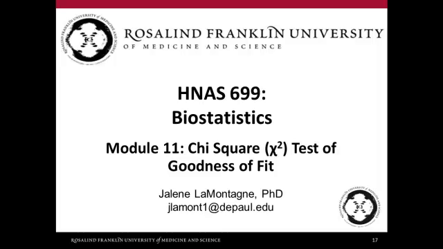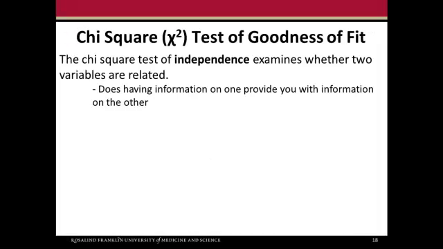In this mini lecture in Module 11, we're going to go over a chi-square test of the goodness of fit. The chi-square test of independence is what we did in the last mini lecture, and that examines whether two variables are related. So we can ask the question of if we have information on one of those variables, does that provide us with information on the other?